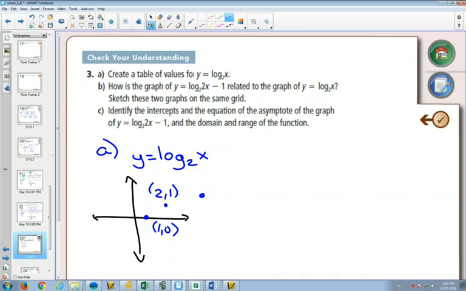Four comma 2. Can you see that? If you plug in 4 for x, log 2 of 4 is saying 2 to what power is 4? What would the next easy one be?